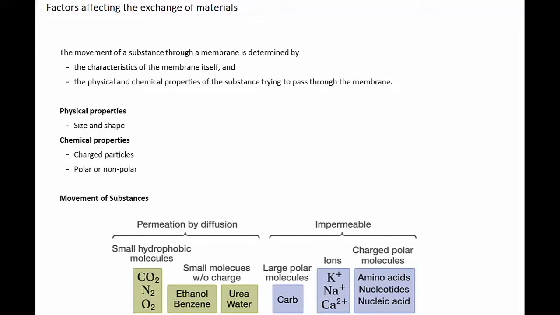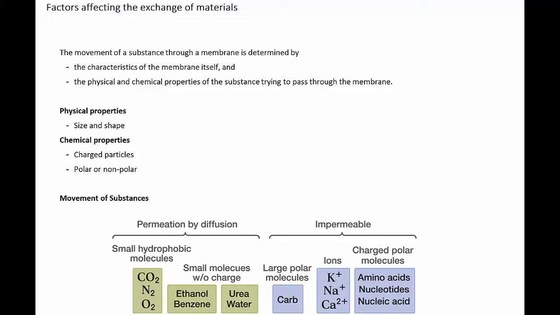Not all substances are able to easily cross cell membranes. For example, oxygen and carbon dioxide can pass directly through the lipid bilayer of a cell membrane, whereas ions such as sodium and potassium cannot. These rely on protein channels to transport across the membrane.